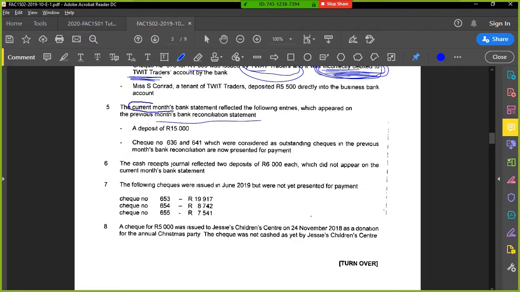Okay, so the current month means this month, showing last month. Right, a deposit of 15. Okay, do you see that? Yes. The current month's bank statement reflected the entries which appeared on the previous month's recon. So that one has gone through. We don't have to do anything. Check number 636 and 641, which were considered as outstanding checks in the previous month's recon, are now presented for payment. So they've gone through. Do you agree? Yes, because it's presented for payment.